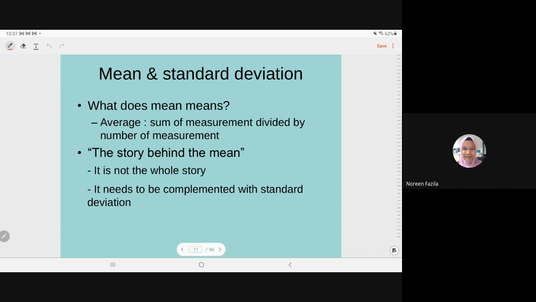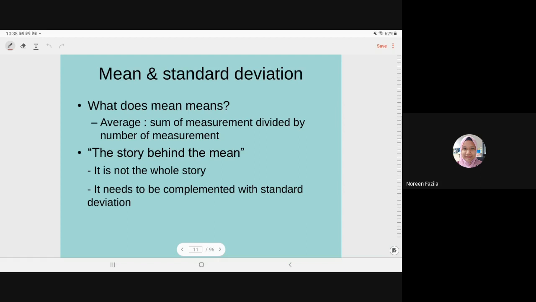Okay, and then we have the mean and standard deviation. What does mean mean? Basically, means are averages. But more importantly is the story behind the mean, because mean is so commonly used and so convenient that sometimes we overuse it or abuse it. So we have to understand the story behind the mean. The story behind the mean is that it is not the whole story, so it needs to be complemented with standard deviations.